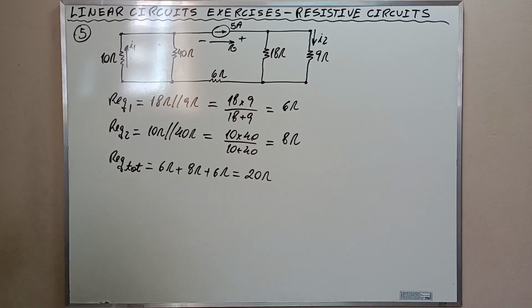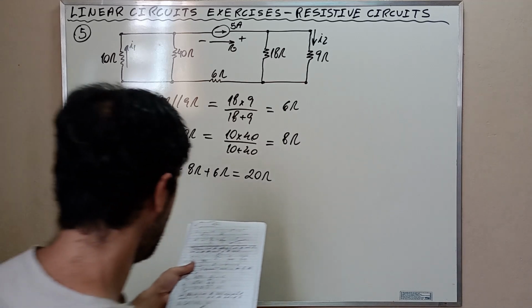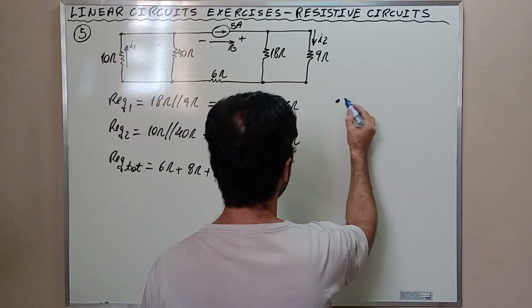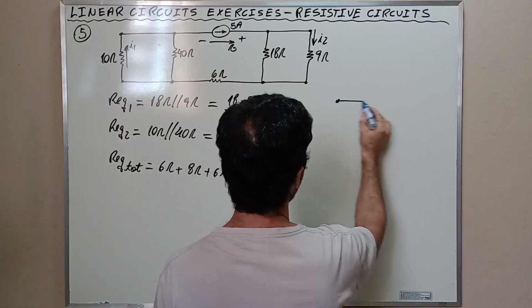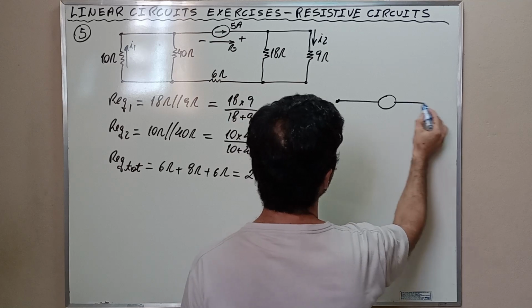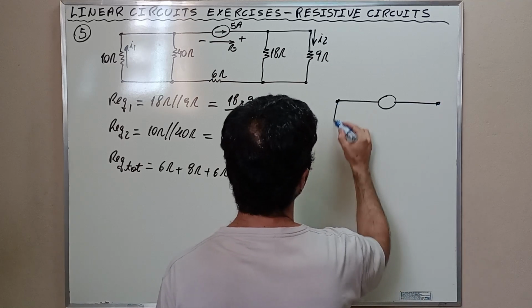Now that we know the total equivalent resistance, we can find the value of V. Let's understand the circuit in this way here, okay?